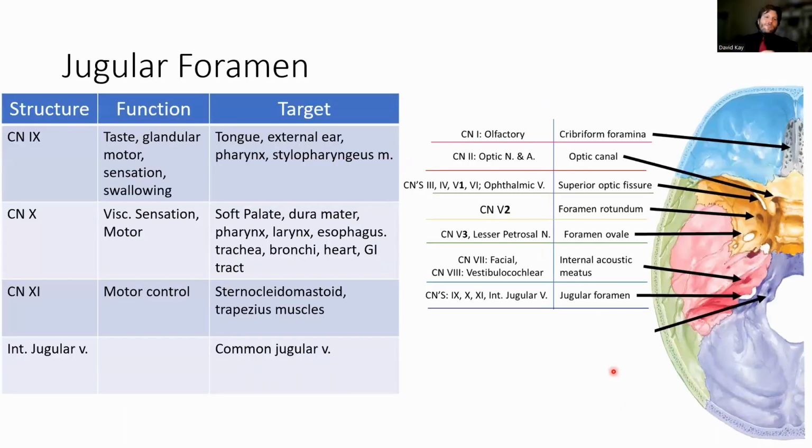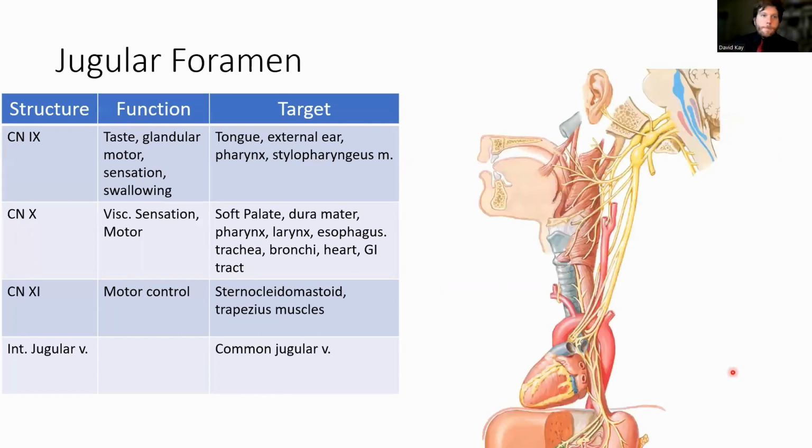So the first foramen we're going to talk about is the jugular foramen. The jugular foramen is unique because it has 3 cranial nerves exiting, 2 of which have a lot of ground that they cover, as well as the internal jugular vein exiting through here as well. It's roughly bean-shaped and sits on the margin between the occipital and the temporal bones. So the 3 nerves that are passing through are the glossopharyngeal minus the lesser petrosal.